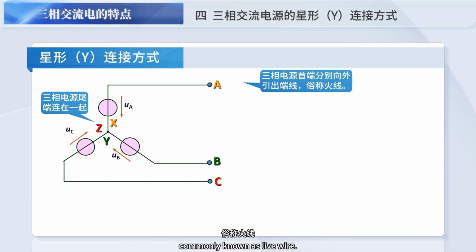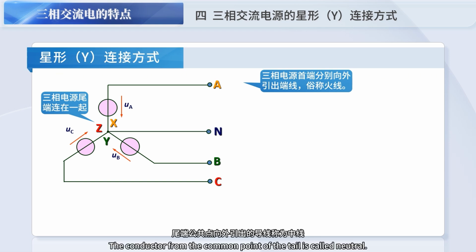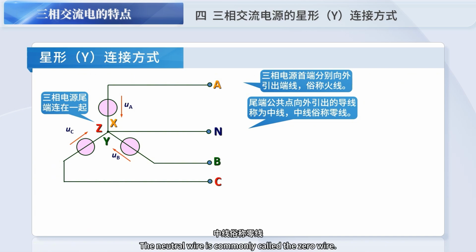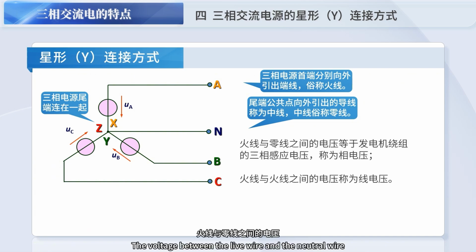commonly known as live wires. The conductor from the common point of the tails is called the neutral wire, commonly called the zero wire. The voltage between the live wire and the neutral wire is equal to the induced voltage of the generator winding, and is called the phase voltage. The voltage between live wires is called line voltage.